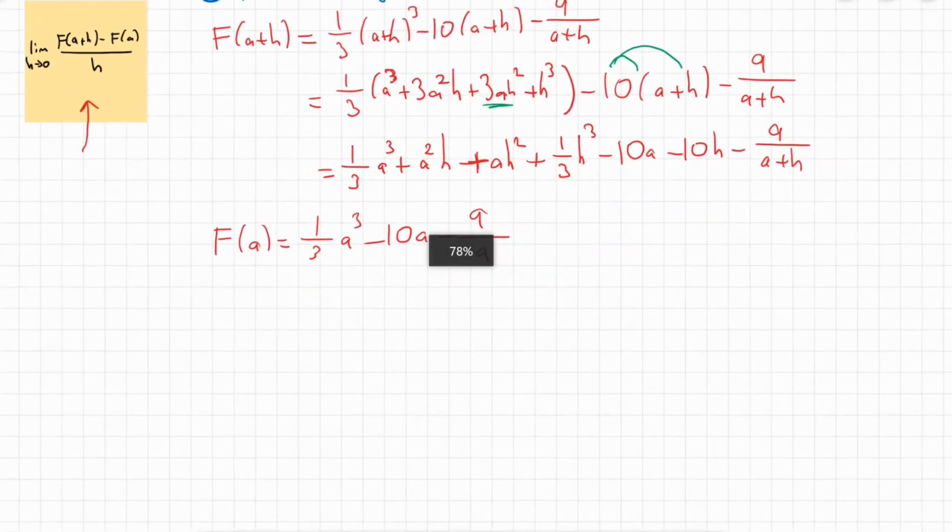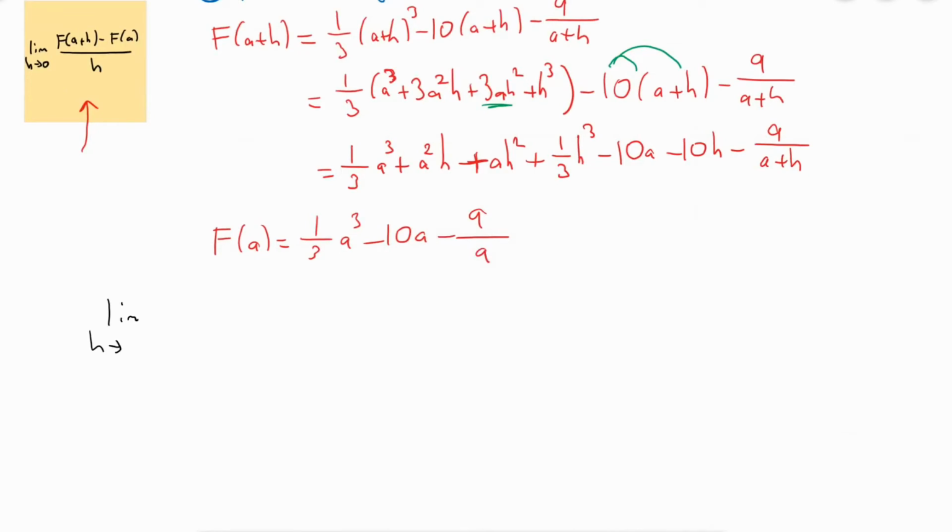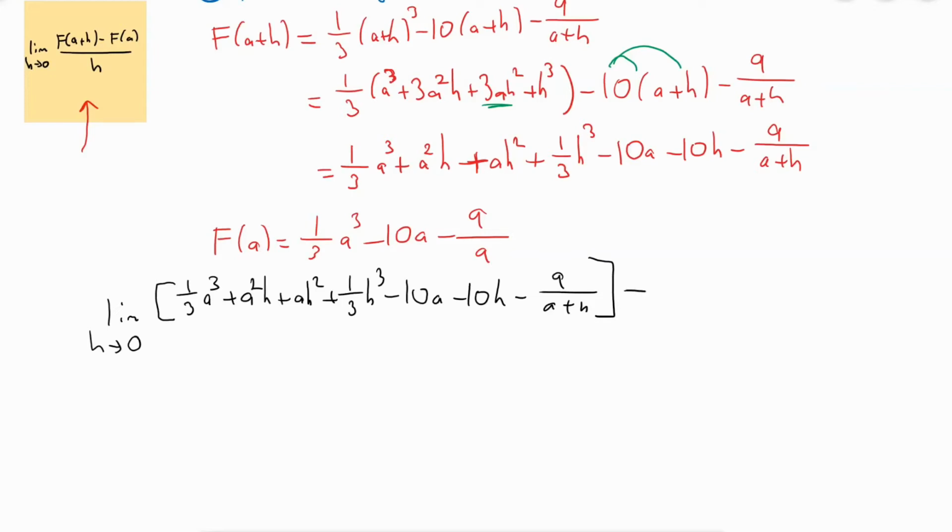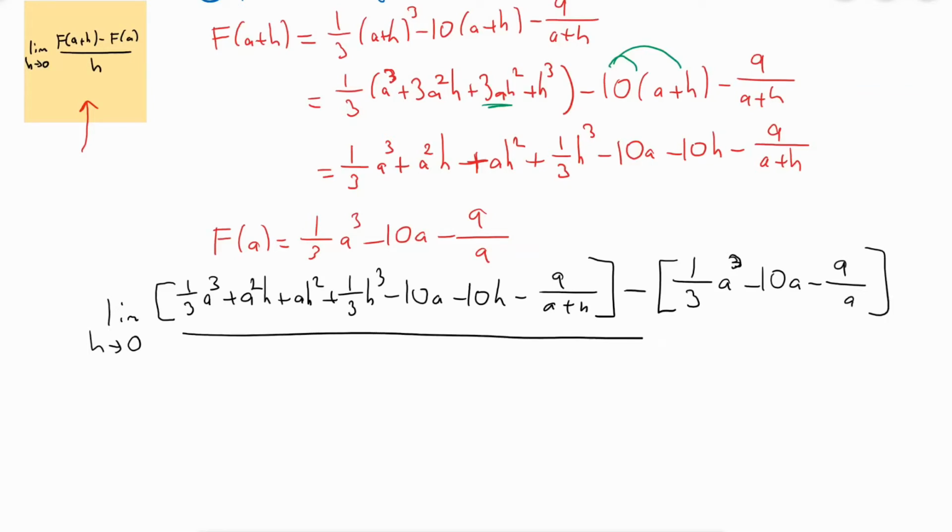So now I'm going to use the formula and just plug everything in. Limit as h approaches 0 is going to be 1 over 3 a cubed plus a squared h plus a h squared plus 1 over 3 h cubed minus 10a minus 10h minus 9 over a plus h, minus, and I'm going to put my f of a, 1 over 3a cubed minus 10a and then minus 9 over a, all over h.